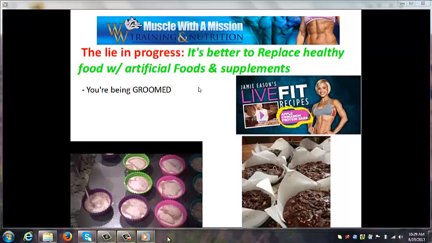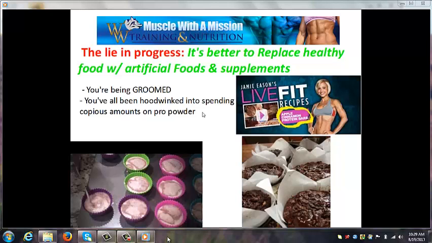You're being groomed by her and by the fitness supplement industry. And this whole time you're being groomed, you've all been hoodwinked into spending copious amounts of money on protein powder. Protein powder that isn't going to build you more muscle. Protein powder that isn't going to get you leaner. That isn't going to change your body.